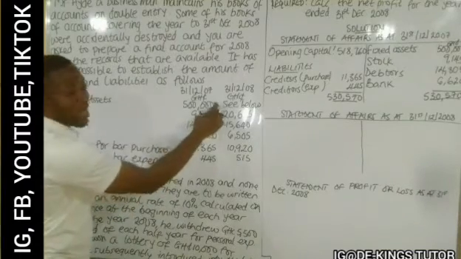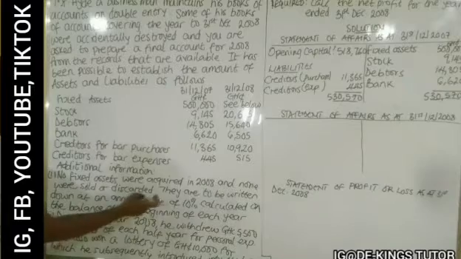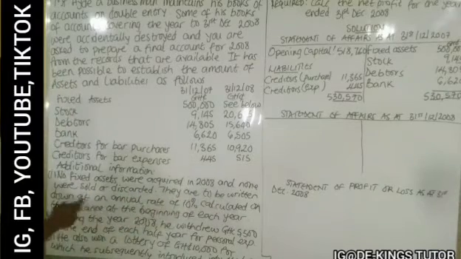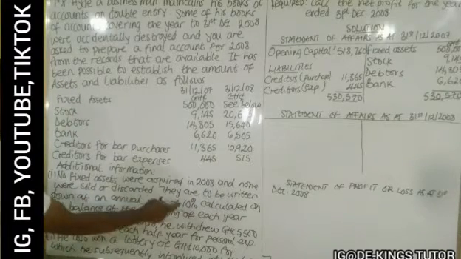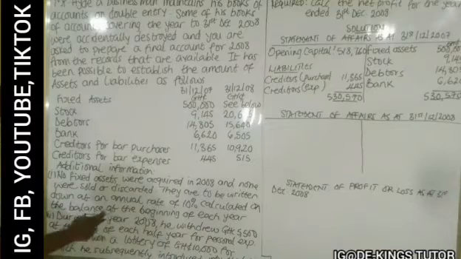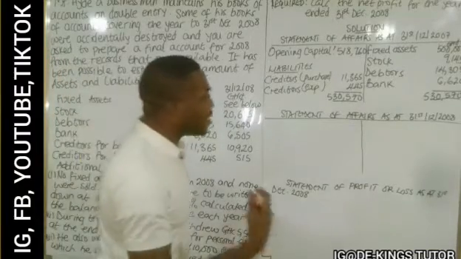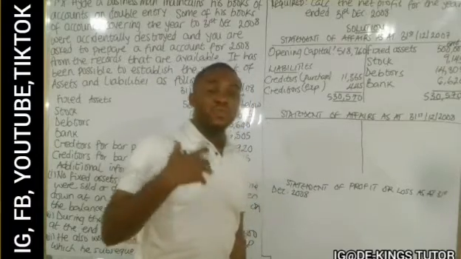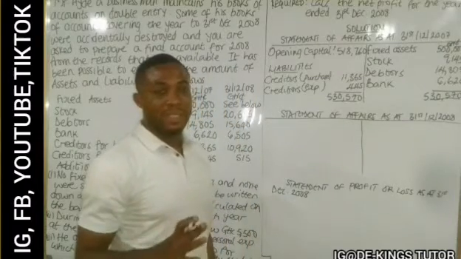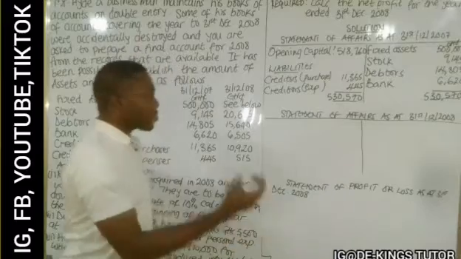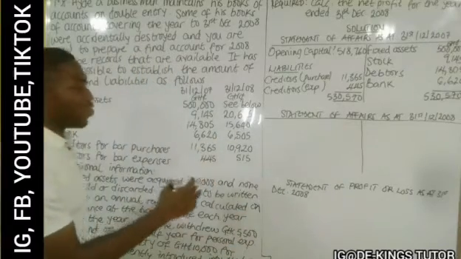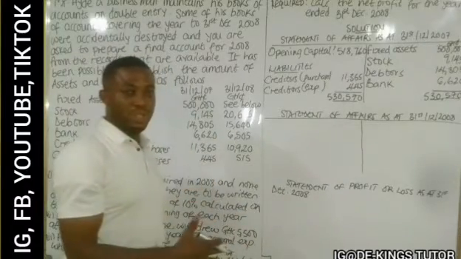So they said none were sold or discarded. Now let's see what they are saying. It had to be written down at an annual rate of 10%, calculated on the balance at the beginning of each year. Now, if we are to calculate at the beginning of each year, we are talking about the reducing balance system. Okay, so it means that the fixed asset has depreciation.